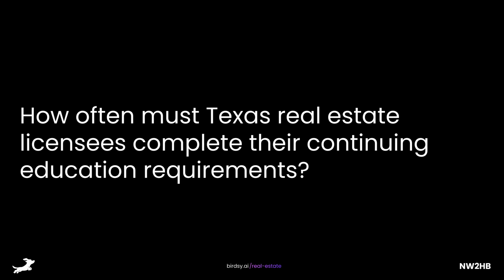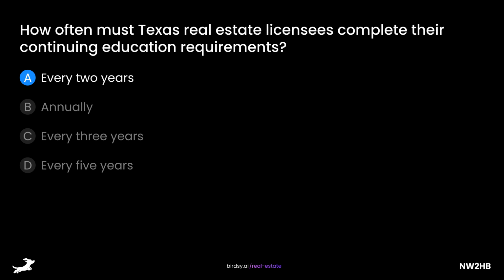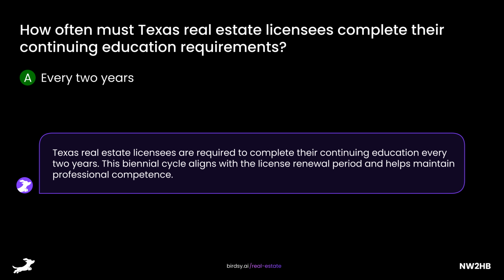How often must Texas real estate licensees complete their continuing education requirements? Is it A, every 2 years, B, annually, C, every 3 years, or D, every 5 years? The answer is A, every 2 years. Texas real estate licensees are required to complete their continuing education every 2 years. This biennial cycle aligns with the license renewal period and helps maintain professional competence.